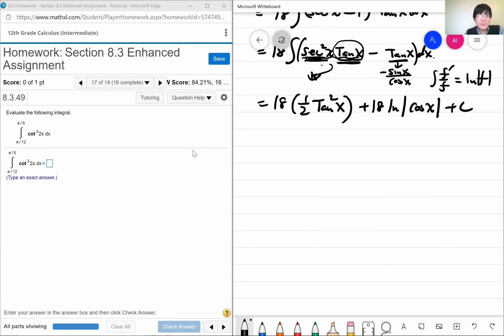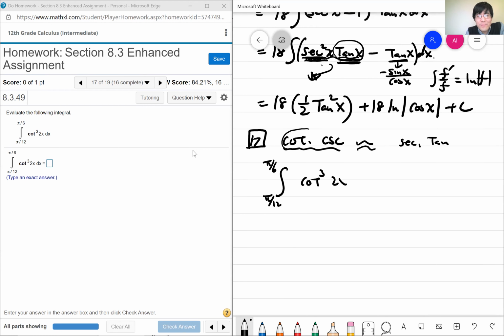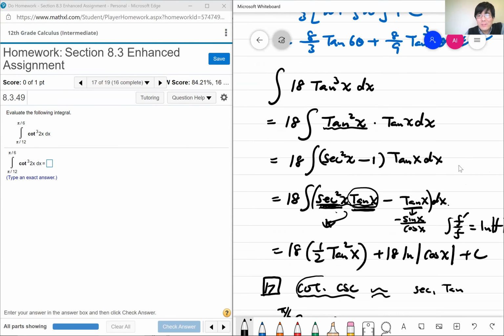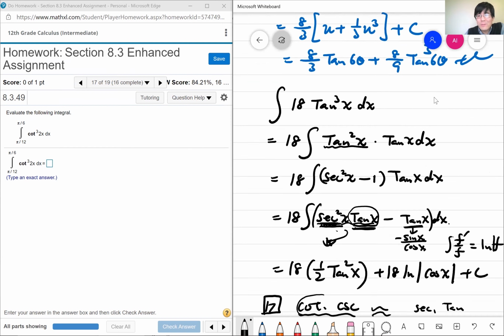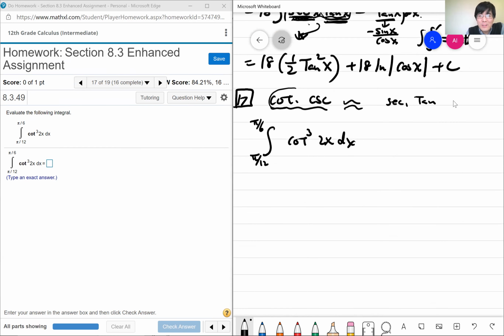Okay, now cotangent cube. Well, honestly speaking, we really don't like cotangent and cosecant, but how we deal with this is similar to how we deal with secant and tangent. So this problem is very similar to tangent cube. So have we solved the tangent cube problem before? Yes, we just did it previously. So we are going to use basically the same idea as we did in the previous problem.